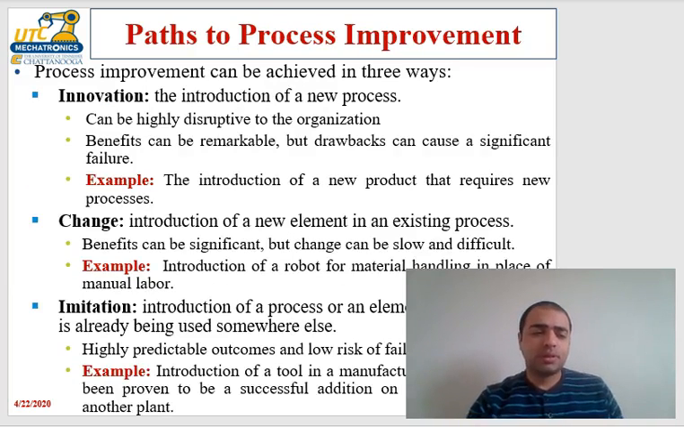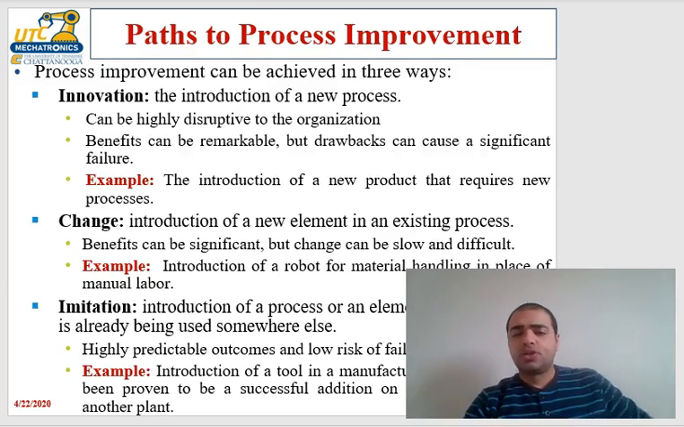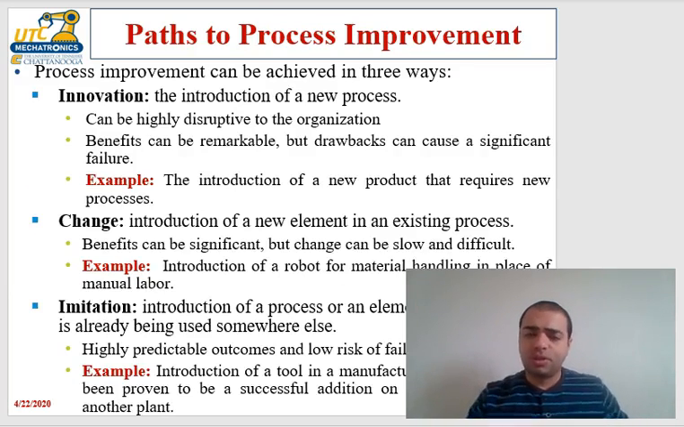Paths to process improvement. There are 3 paths to improve a process. The first path is innovation. In other words, you introduce a new process. For example, the R&D department came up with a new tool, and they are going to introduce it.